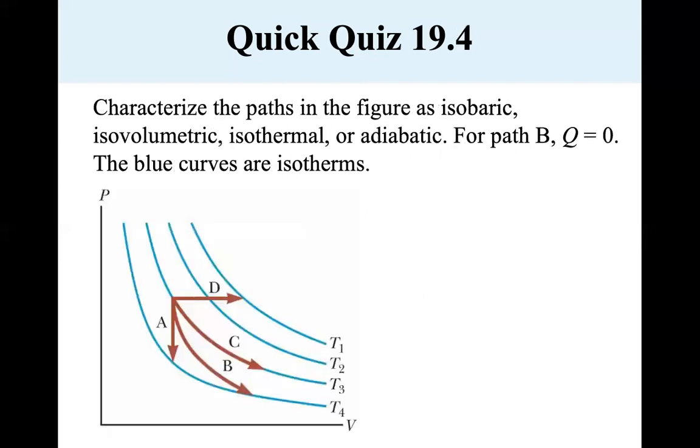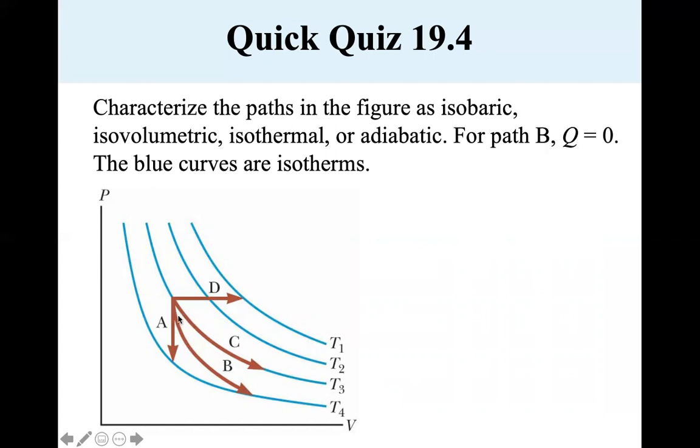Now let's look at some curved lines here. Characterize the paths in the figure as isobaric, isovolumetric, isothermal, or adiabatic. For path B, the Q is equal to zero, so there's no heat being added to the system. For A, you can see that this is the volume, and the volume is the same, so it's isovolumetric.